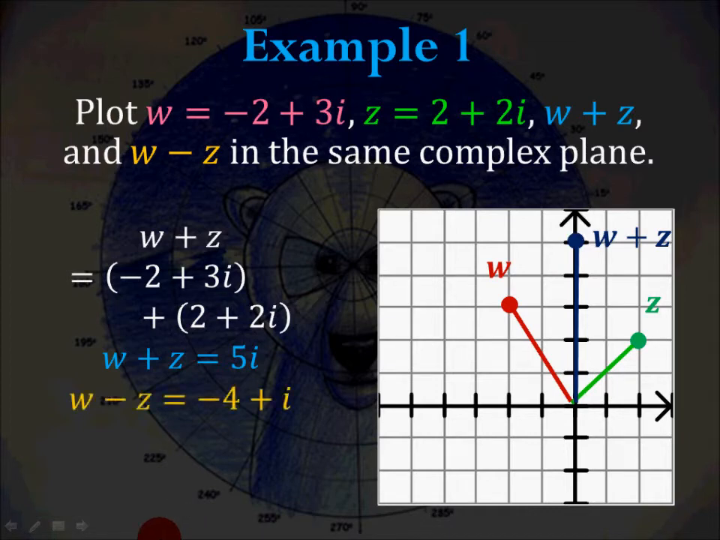Finally, for w minus z, if you subtract it, you get -4 plus i. So that means you're going to graph -4 comma 1. So this represents w minus z. So when you graph complex numbers in the coordinate plane, you are going to not just plot the point, but also graph the distance, so you know how long it is from the origin to that point.